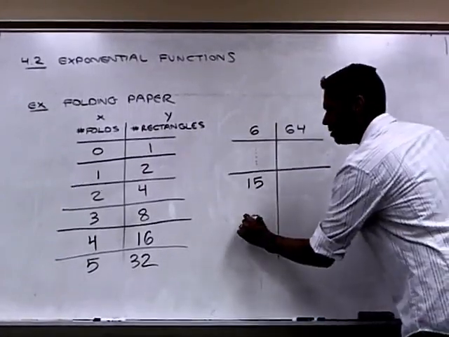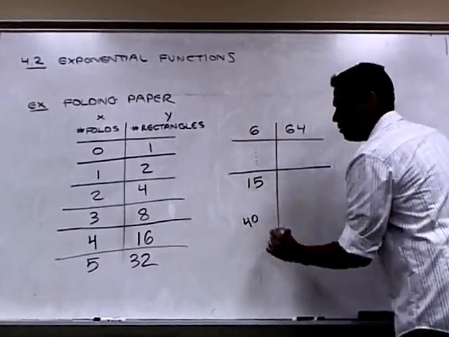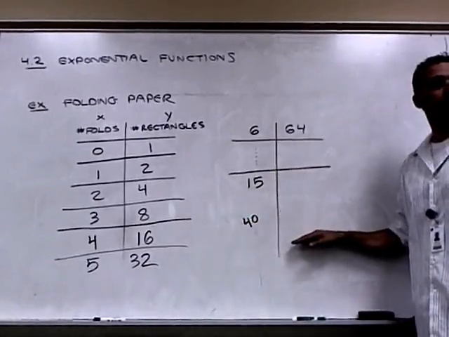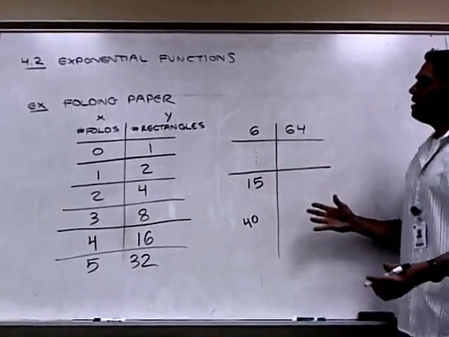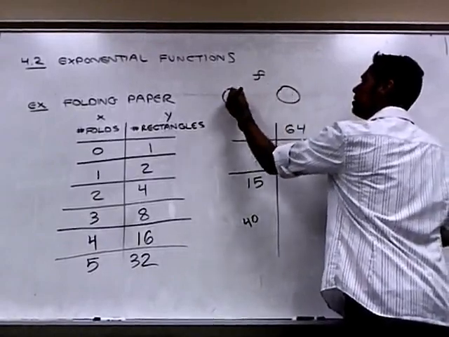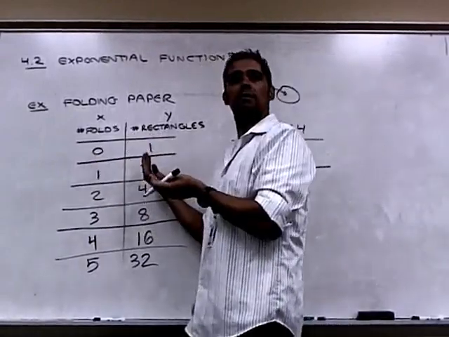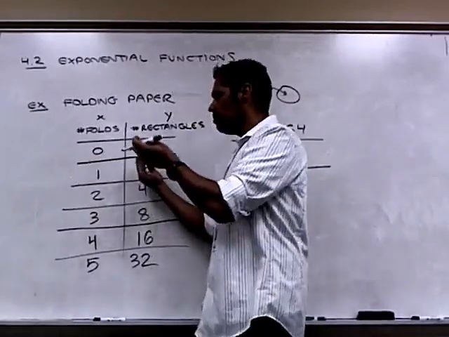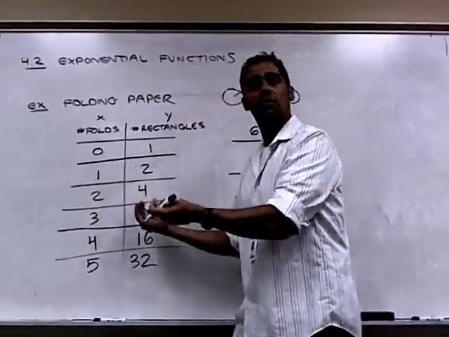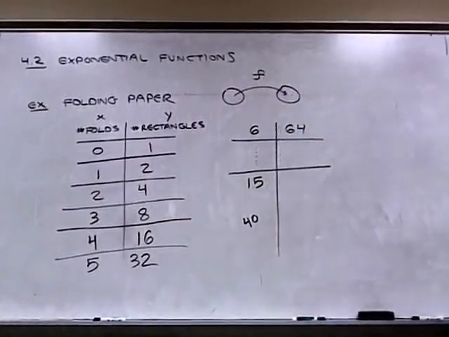But what if I said, okay, what about 40 folds? You would have to complete the table all the way to 40, right? What if instead we had a function that was able to take us straight to the answer? Like when we plug in 0, it should spit out 1, right? When we plug in 1, it should spit out 2. When we plug in 2, it should spit out 4, so on and so forth, right? What we're trying to do is find a function that does that for us.